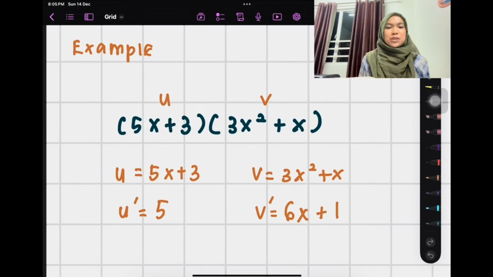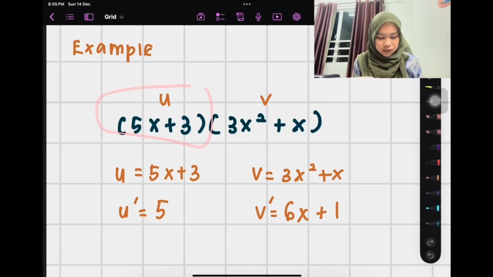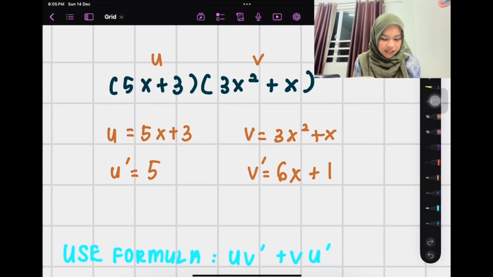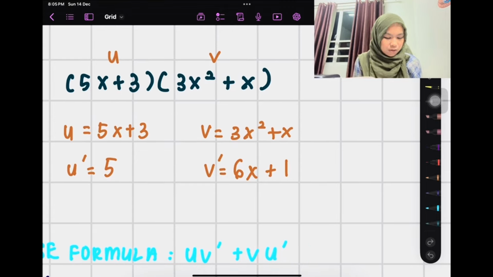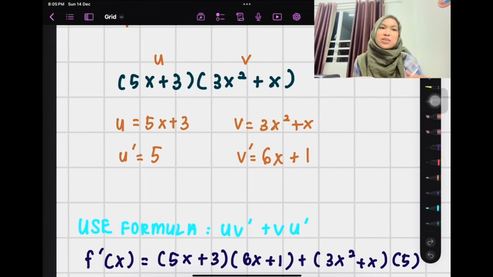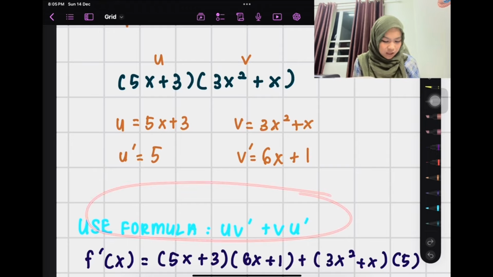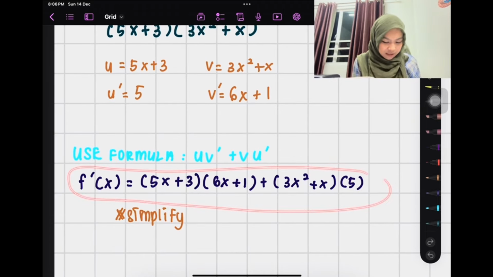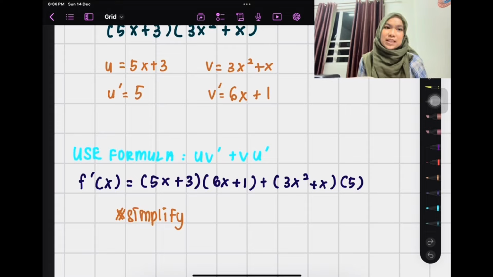So here is the example of the product rule. This one is going to be u and this one is going to be v. So we rewrite it below. u equals 5x plus 3 and u prime is 5. v equals 3x to the power of 2 plus x and v prime is 6x plus 1. So after that we put it into the formula, which is u v prime plus v u prime, and it will look like this. So you guys just simplify it and get the answer.